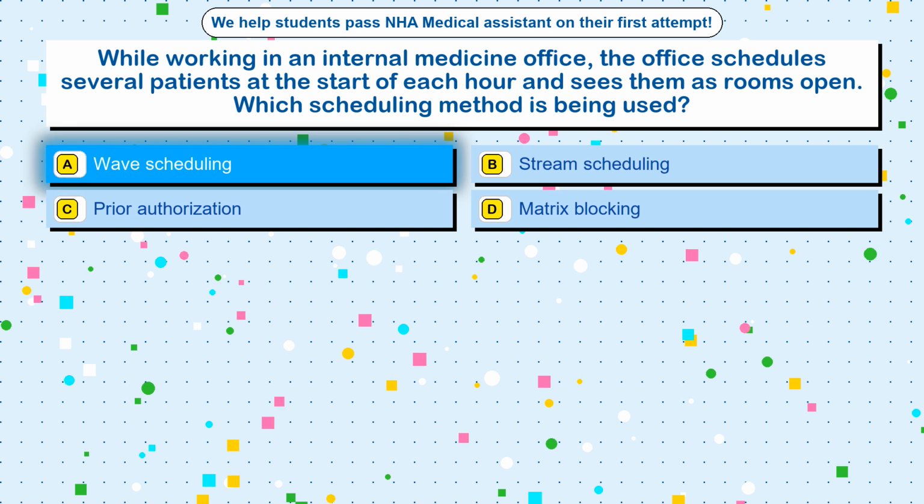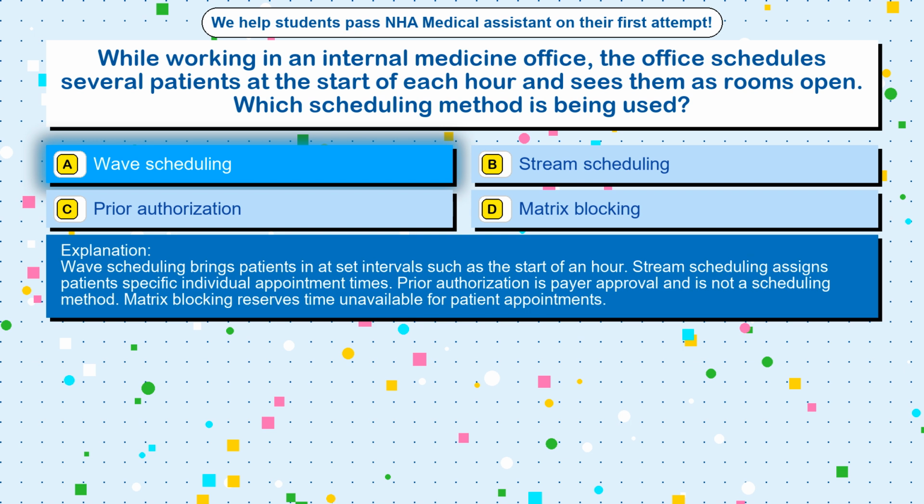Wave scheduling. Wave scheduling brings patients in at set intervals such as the start of an hour. Stream scheduling assigns patients specific individual appointment times. Prior authorization is payer approval and is not a scheduling method. Matrix blocking reserves time unavailable for patient appointments.